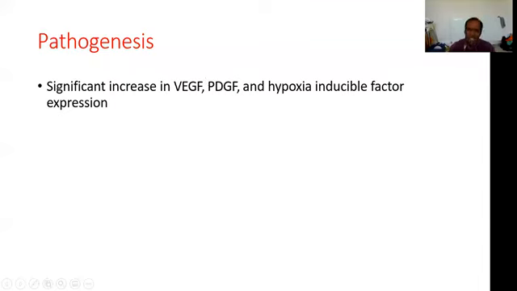The reasons for clubbing are different, and there are many theories about this. There are theories that certain growth factors like vascular endothelial growth factor and platelet-derived growth factor, as well as hypoxia-inducible factor, or HIF, which is a factor secreted in hypoxia, play a role.